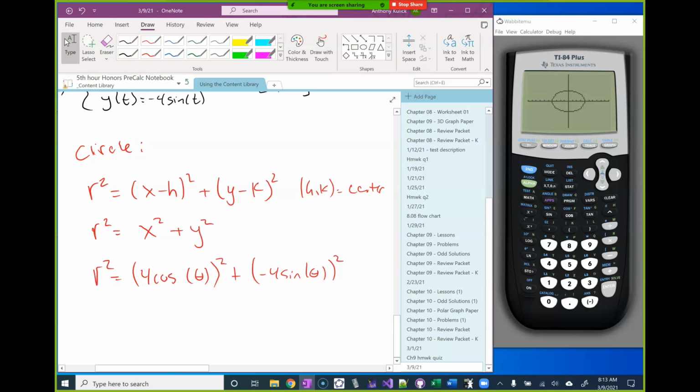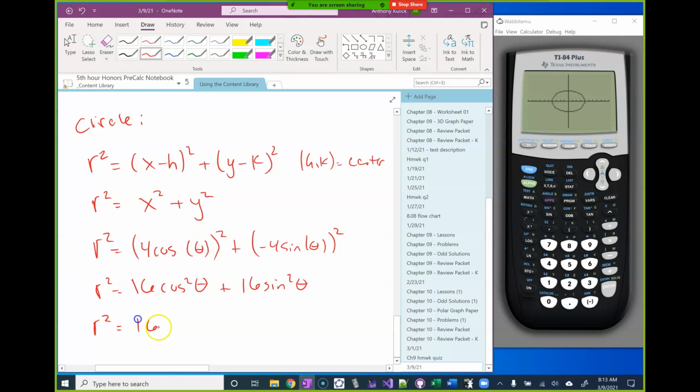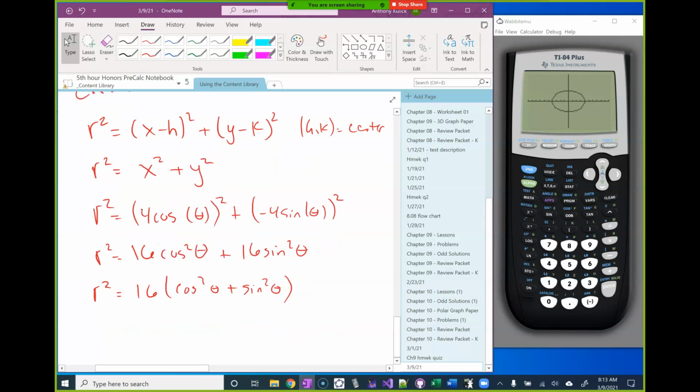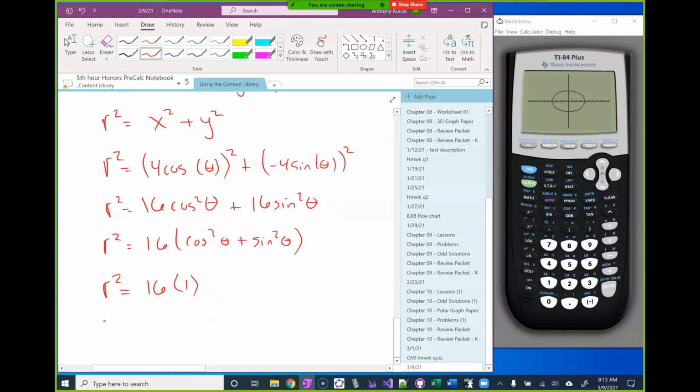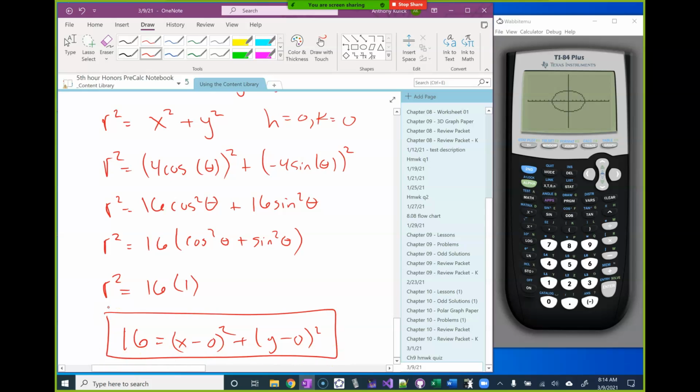So that's going to give me 16 cosine squared theta. I can factor out the 16. And then I recognize cosine squared plus sine squared is equal to 1. So that tells me that r squared is 16. And since I know that h is 0 and k is 0, what I really have is x squared plus y squared equals 16. If you really wanted to hammer home that the center was at 0, 0, you could put the zeros there, but you don't need them.